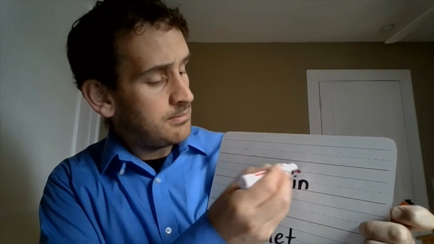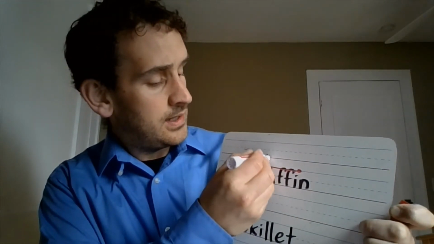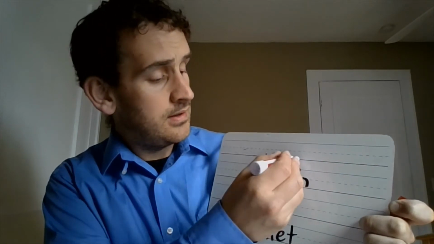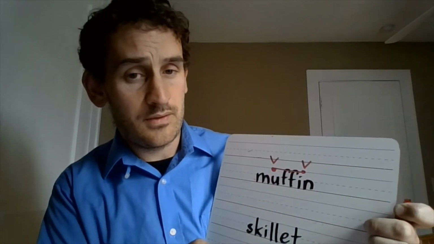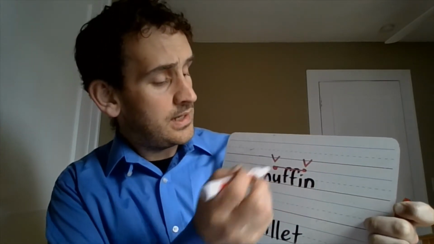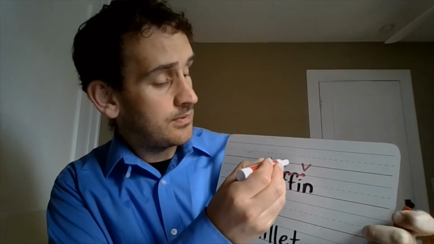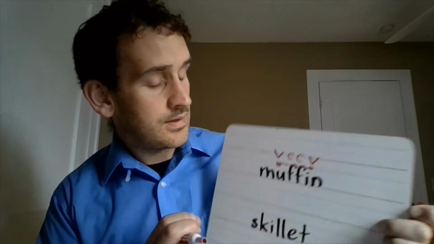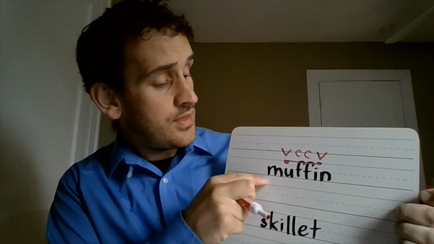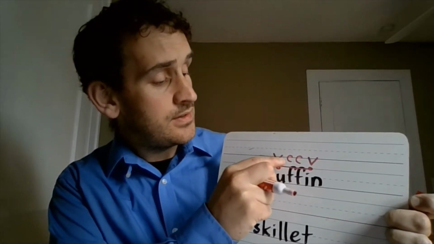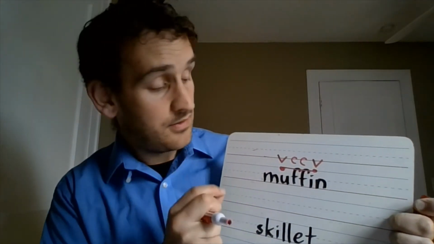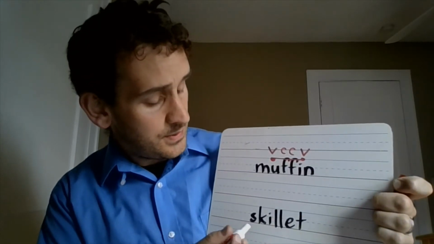Then we make a line between the vowels. We label this vowel and this vowel. Then we label the consonants in between. Now we know that this type of word is a VCCV pattern. VCCV.